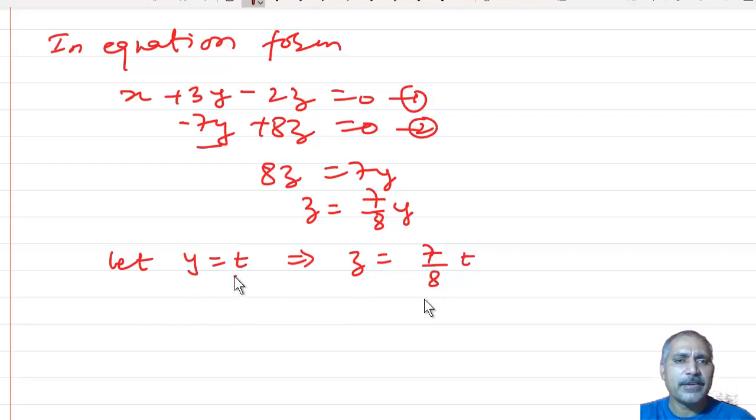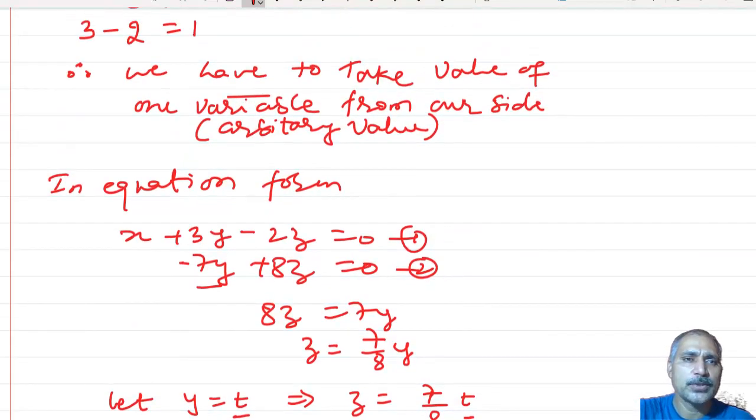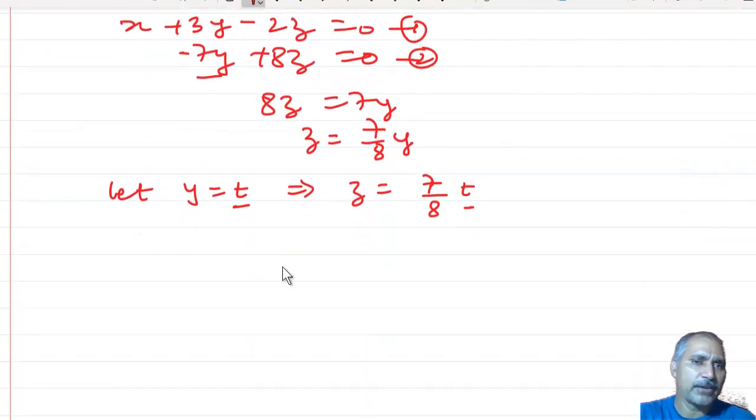Now we have got the value of y and the value of z. Always remember, as we have shown that 3 minus 2, that is 1, it clearly indicates that we have to take the value of one variable from our side. So we have taken the arbitrary value of y as t. From this equation, we got z in terms of y, z is equal to 7 upon 8 y. So I have substituted y is equal to t here, so it will be 7t upon 8. So we got the answer for z.